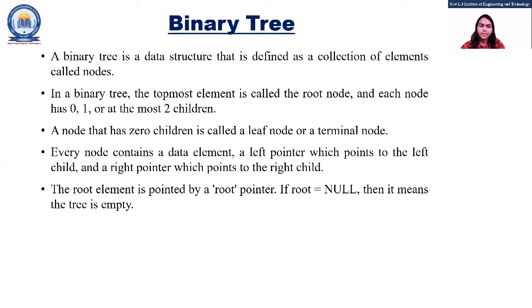What is a binary tree? Again, it is a data structure wherein we have nodes and it follows some kind of hierarchy. It is defined as a collection of elements called nodes, right? In the binary tree, the topmost element is known as the root node, and binary means 2. So each node has 0, 1 or at most 2 children, not more than that. A node that has 0 children is called a leaf node or a terminal node.